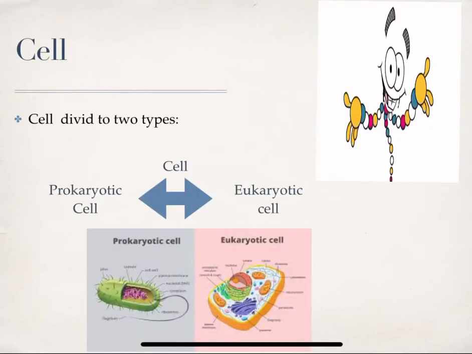Second station is the cell. Cell is the basic structural, functional, and biological unit of all known living organisms. It is divided into two types: prokaryotic cells and eukaryotic cells. The prokaryotic cells are found in bacteria and archaea. The eukaryotic cells are found in animals, plants, fungi, molds, protozoa, and archaea.